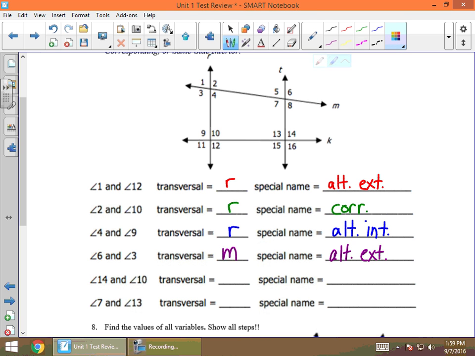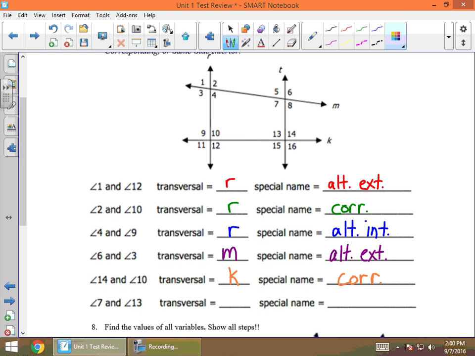All right, 14 and 10. So here's 14 and here's 10. Which line do they have in common? So which one is their transversal? They both have K in common. So line K is the transversal. You'll notice one is inside and one is outside. They are on the same side of the transversal. They are not both interior. So these are what we call corresponding angles.